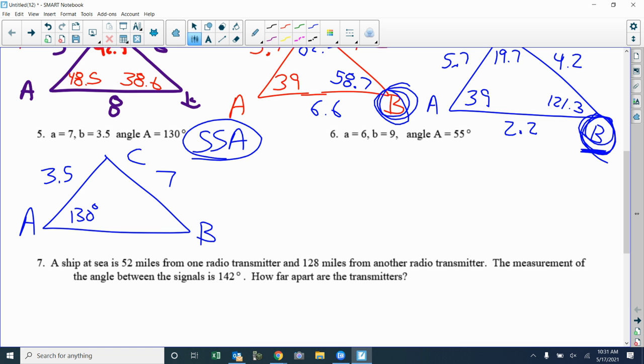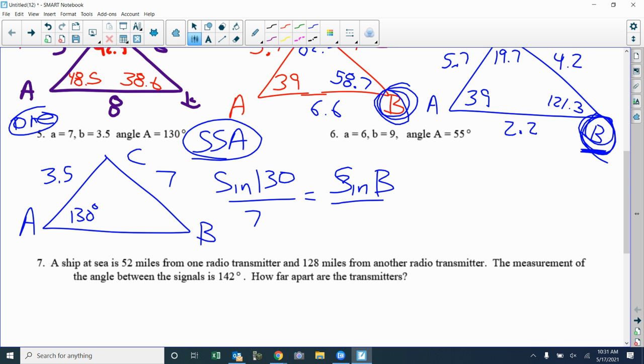Now, this one's much easier because we have an obtuse. Once we have an obtuse, we know we're only gonna have one or none. And this one ends up being one. Okay? So here you're just gonna solve for angle B, law of sines. That'll be the sine of 130 over 7 is equal to the sine of B over 3.5.